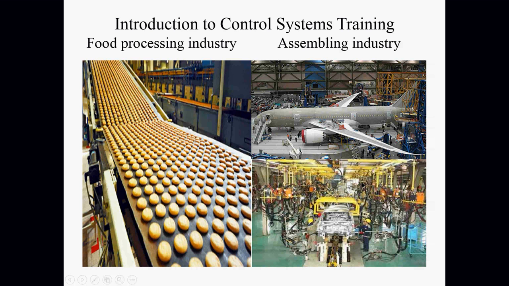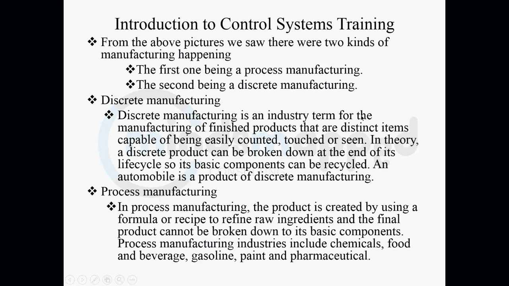Let's say, for example, let me move back. You can see the example of the automobile industry, or you can see aircraft being assembled here. So what is happening here is you are manufacturing finished products that are distinct items. A model of an aircraft, let's say Airbus 737, or a car. They are identifiable distinct items, right?